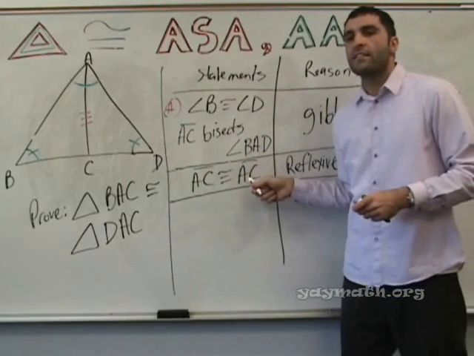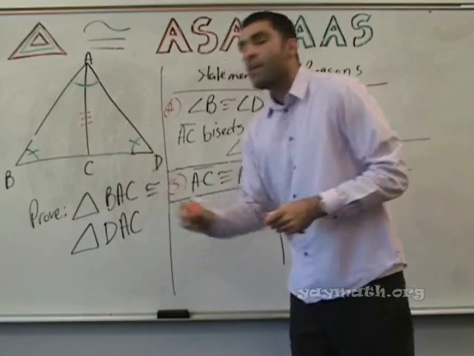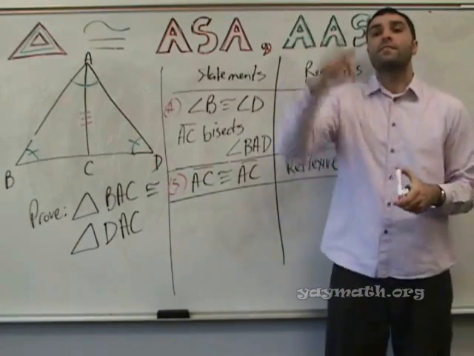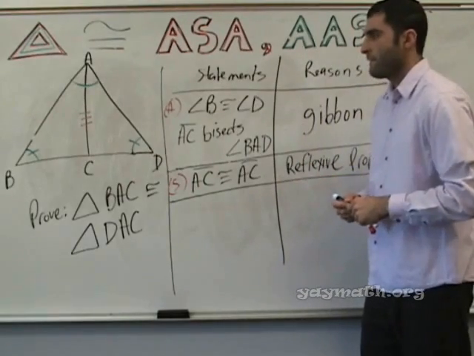AC is congruent to AC. Is that an S or an A? S. So maybe you can go like this to yourself. And so we need one more. Wouldn't it be that angle BAC is congruent to angle DAC?